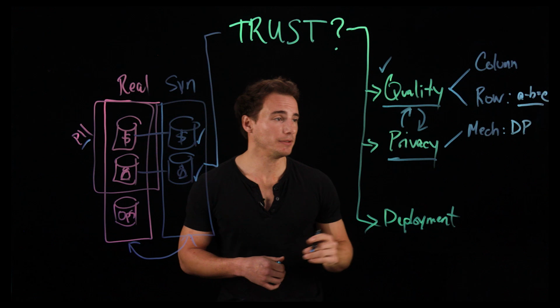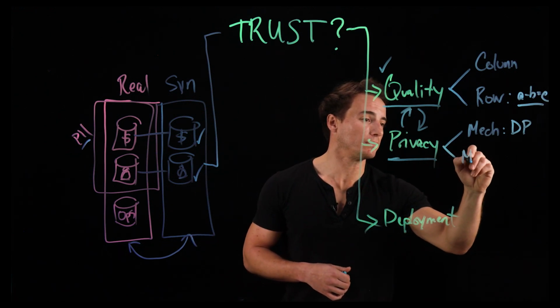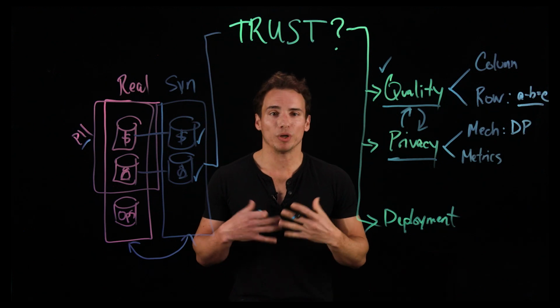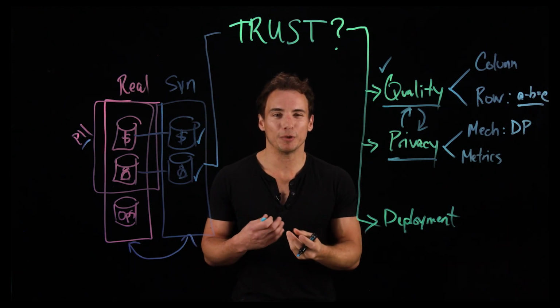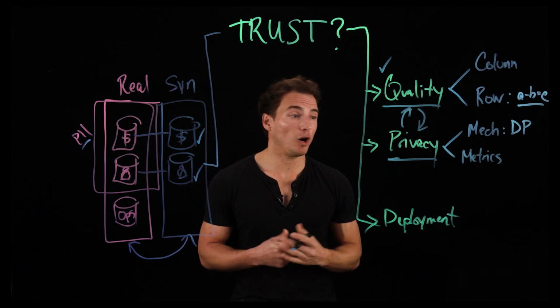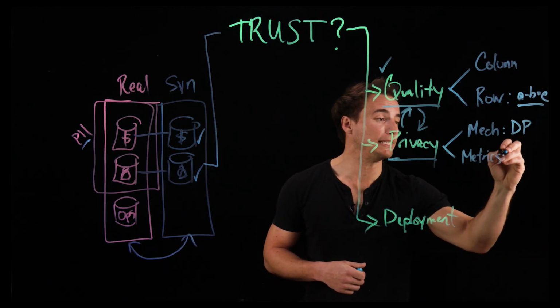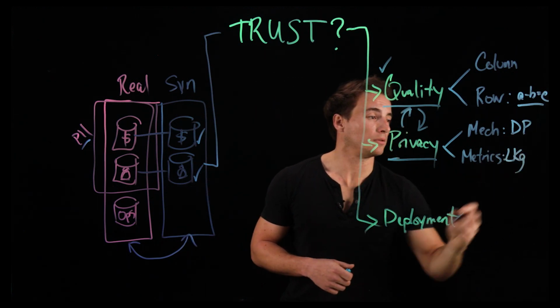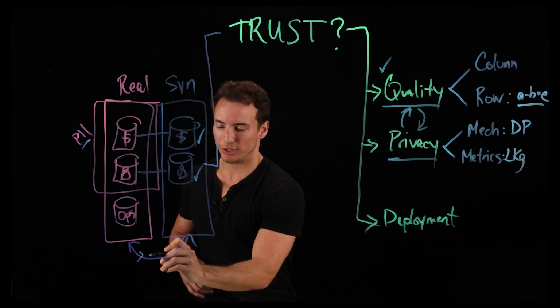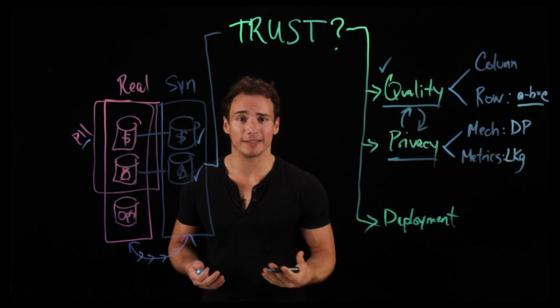The second aspect of privacy is to make sure that we have metrics. The mechanism will allow you to apply privacy. The metrics will tell you how much risk you're potentially exposed to. Now, oftentimes, you'll have a metric around leakage. Leakage tells you, well, how much of this real data potentially trickled in and snuck into your synthetic data set.